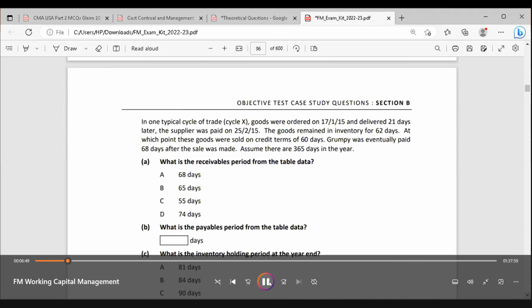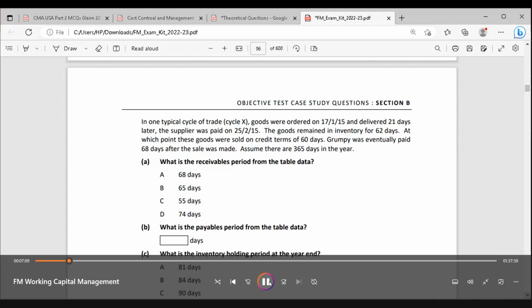Then, in one typical cycle of trade, goods were ordered on 17/1/15 and delivered 21 days later. The supplier was paid on 25/2/15. The goods remained in inventory for 62 days. So, focusing on the overall operating cycle, this question is framed.